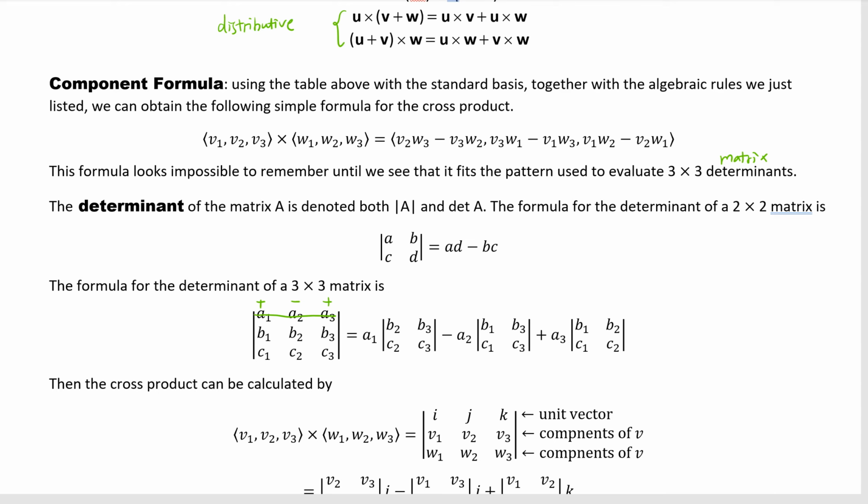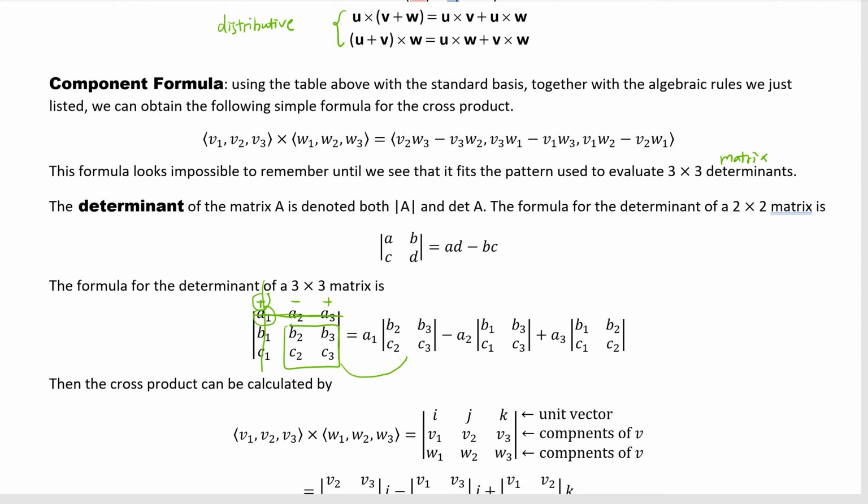After we assign the signs, the determinant is plus A1 times the determinant of the submatrix obtained by deleting the first row and the first column, which is this one.